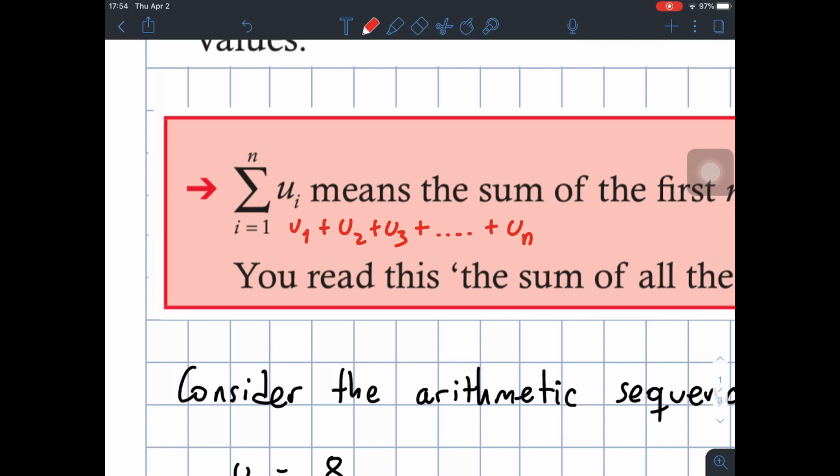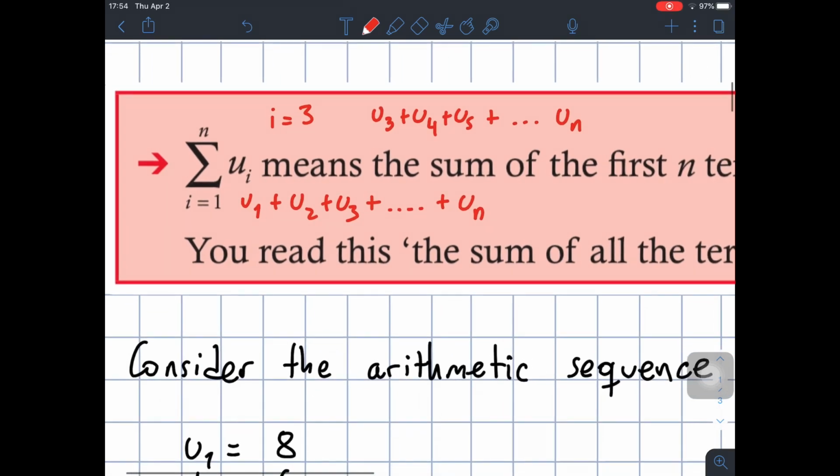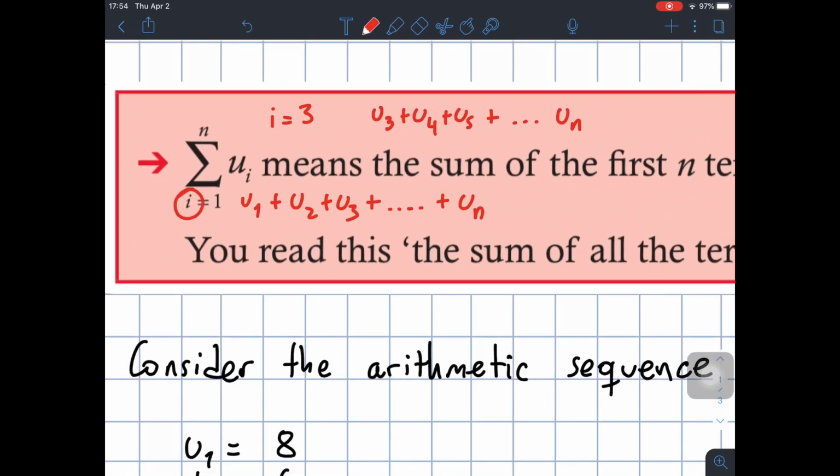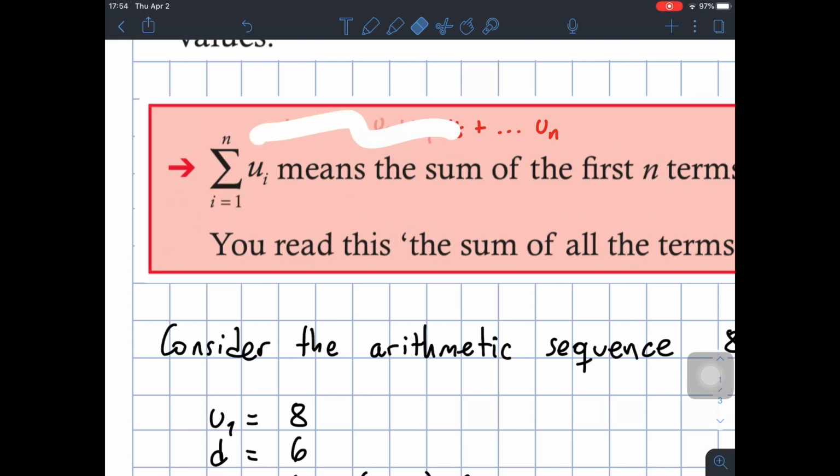You see that if we, for example, defined i as, let's say, 3, what our calculator would do, or what we're supposed to do, is add from the third term forward. Okay, so we're going to add U3 plus U4 plus U5 plus and so on until Un. That's why I call this i the initiator, right? Because it may vary depending on where we want to start to find the sum of the terms. Okay, so that's how we interpret these symbols.